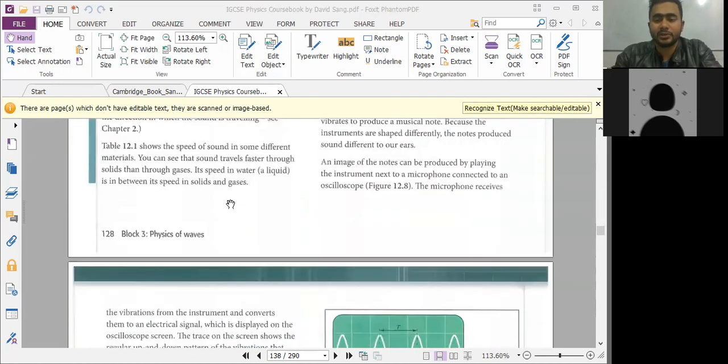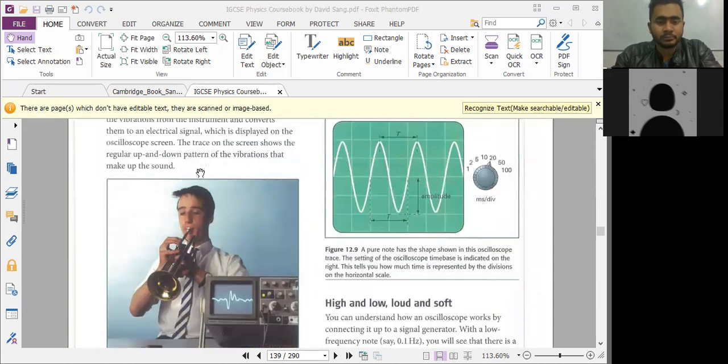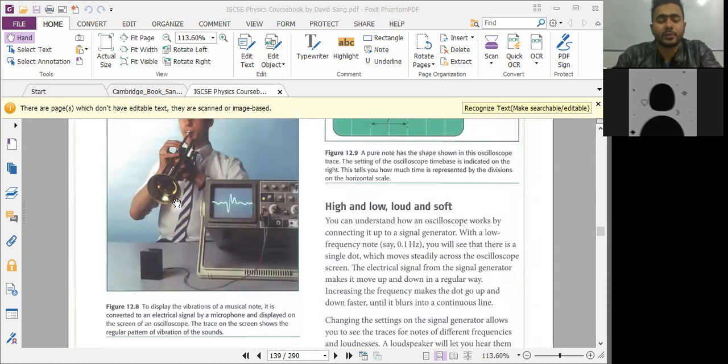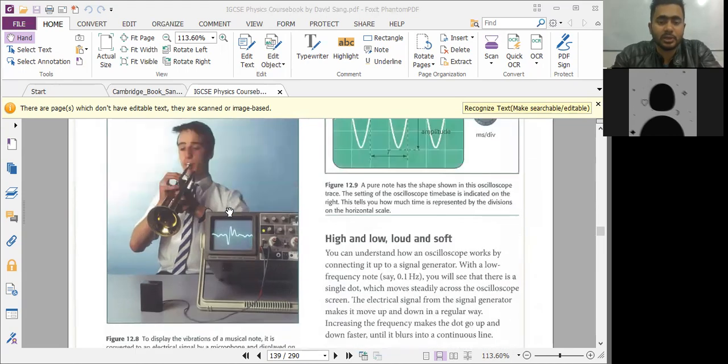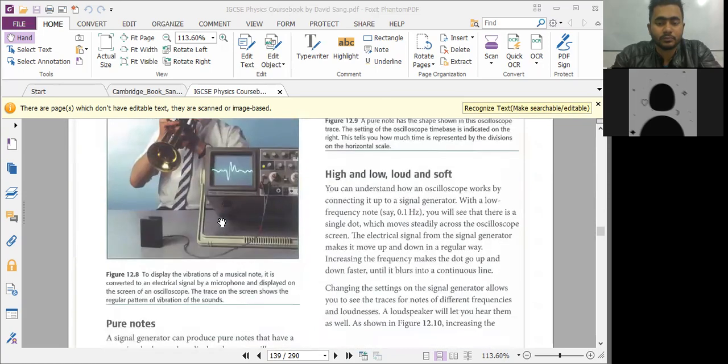Okay, continue. The microphone receives the vibration from the instrument and we convert them to an electrical signal displayed on the oscilloscope. The trace on the screen shows the regular up and down pattern of the vibrations that make up the sound. If we look at the trace carefully, you see that the oscillation is up and down, up and down. So the air column inside the musical instrument was oscillating up and down, and that's why the electrical signal generated also shows it going up and down.